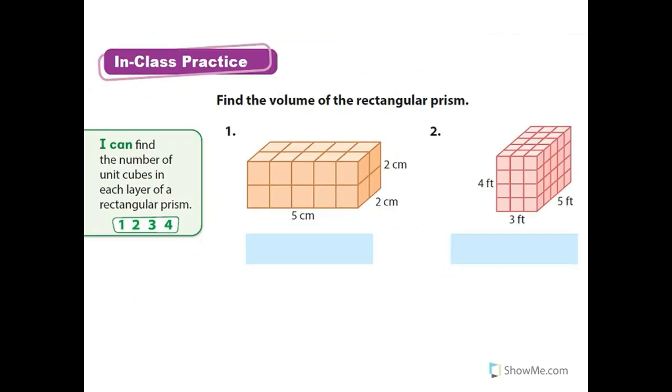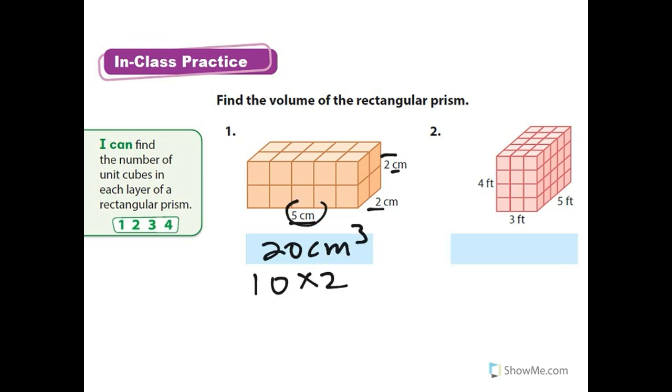Alright, so let's do some in-class practice. I'm going to do number 1 with you, and then you can do number 2 on your own, and then we'll go over it. Alright, so we get the base, 5 times 2, that's going to be 10. 2 layers, 10 times 2, it's going to be 20. 20 cubic centimeters.